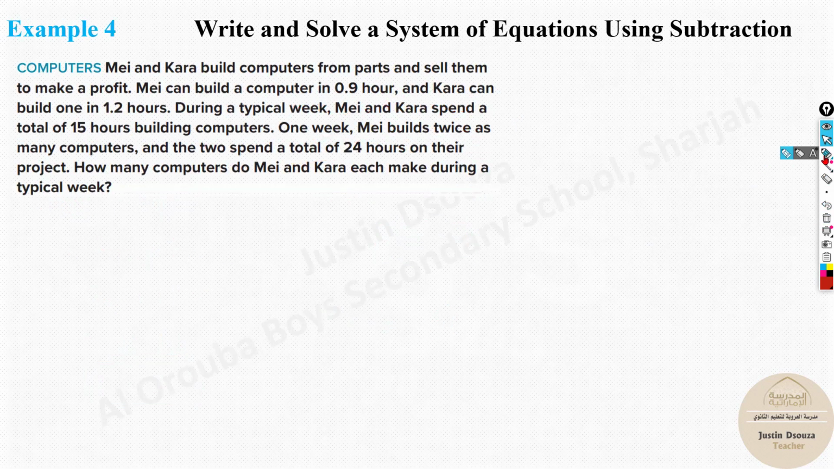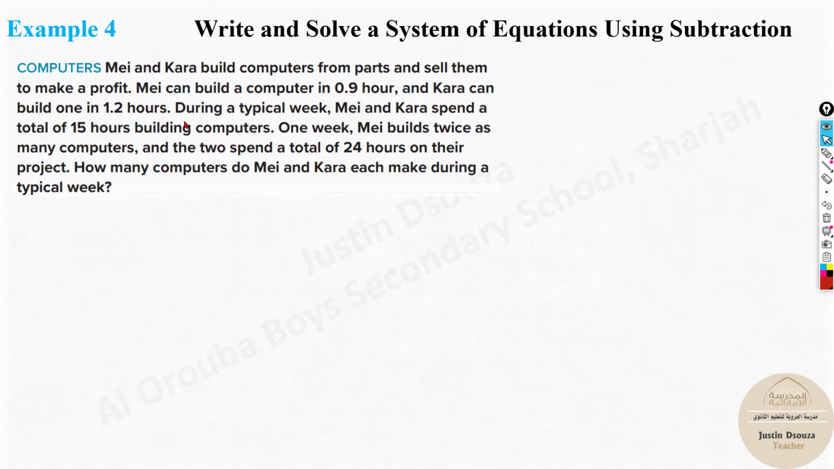We have a real world problem here. Let's look into the problem. May and Kara build computers from parts and sell them to make a profit. May can build a computer in 0.9 hours and Kara can build one in 1.2 hours. Okay, during a typical week, May and Kara spend a total of 15 hours.